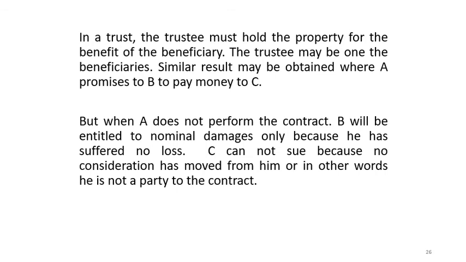At the same time, C cannot sue because no consideration has moved from him, or in other words, he is not a party to the contract. Because A promises to whom? B. But if A fails to do the promises, then B can file an action for the nominal damages, not the substantial damages, because B does not suffer any loss. At the same time, C can't file an action because he is not a party to the contract.